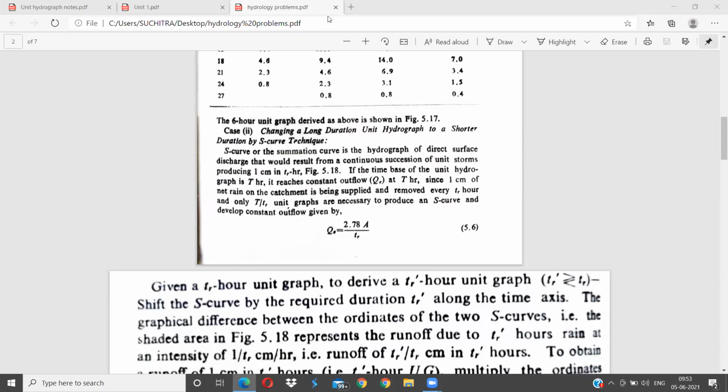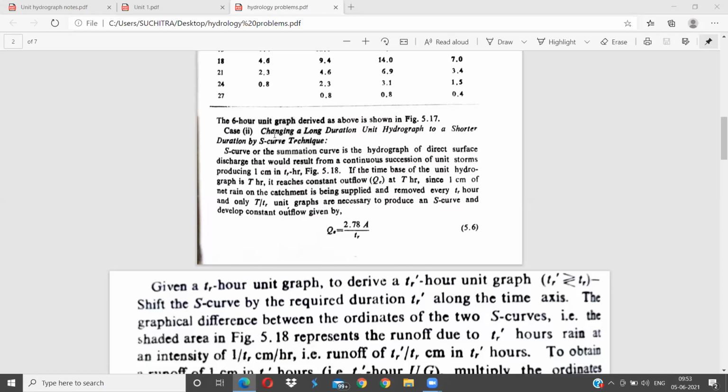Next, you can convert or change a long duration unit hydrograph to a shorter duration, or a shorter duration unit hydrograph to a longer duration, such that even if the short duration hydrograph is not an even multiple of the longer duration, or the longer duration hydrograph is not an even multiple of the short duration. This can be done by using a technique known as the S-curve technique.